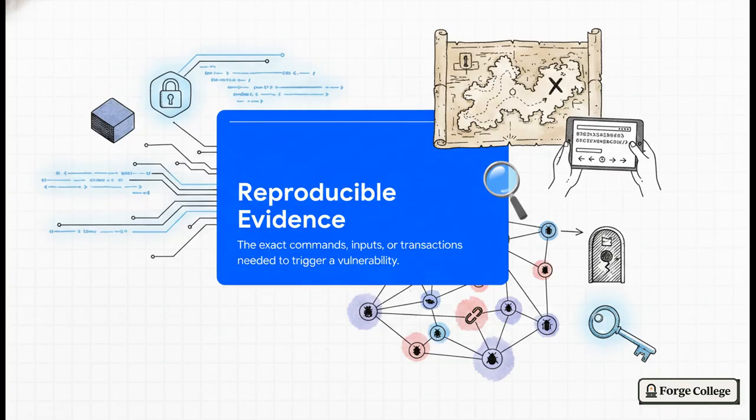This is defined as the exact commands, input corpus, or transaction sequences required to consistently trigger an identified vulnerability. And I literally cannot stress this enough. This is the absolute currency of an audit. If the maintainers cannot replicate the crime scene on their own machines using your specific instructions, they simply cannot secure it. You basically have to hand them the exact map to the trapdoor.